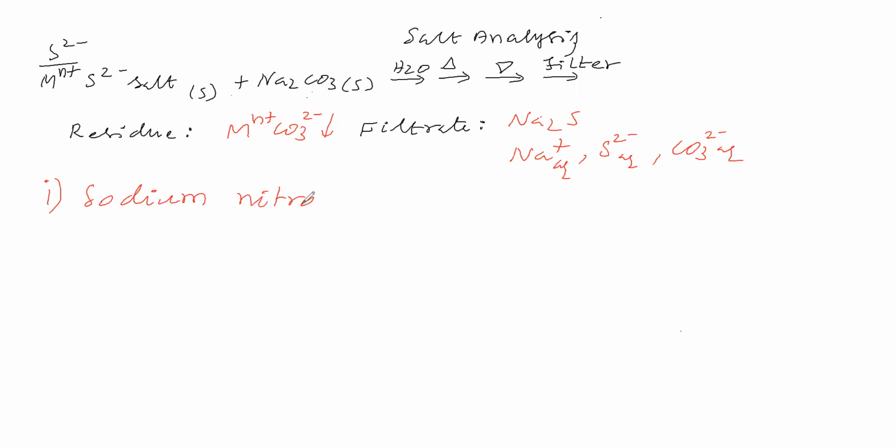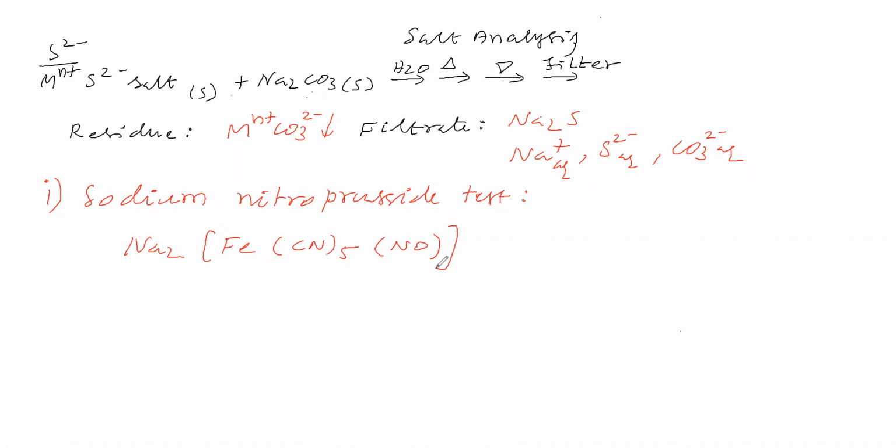Sodium nitroprusside test. What is the nitroprusside ion? Nitroprusside ion or sodium nitroprusside formula we will see. That is Na2[Fe(CN)5NO]. It is the sodium nitroprusside formula, Na2[Fe(CN)5NO].